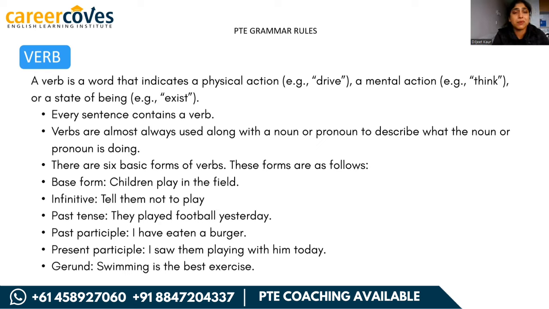There is the past tense, such as: they played football yesterday. So played, that has already been done. What happened? Past participle: I have eaten a burger. So this is the past participle verb. And you can see the next one is the present participle, that is: I saw them playing with him today. So the verbs that describe the action of the noun in the present or past tense are considered as past participle and present participle. Also, I saw them playing with him today. So it just happened today, but before me. So past is already done.